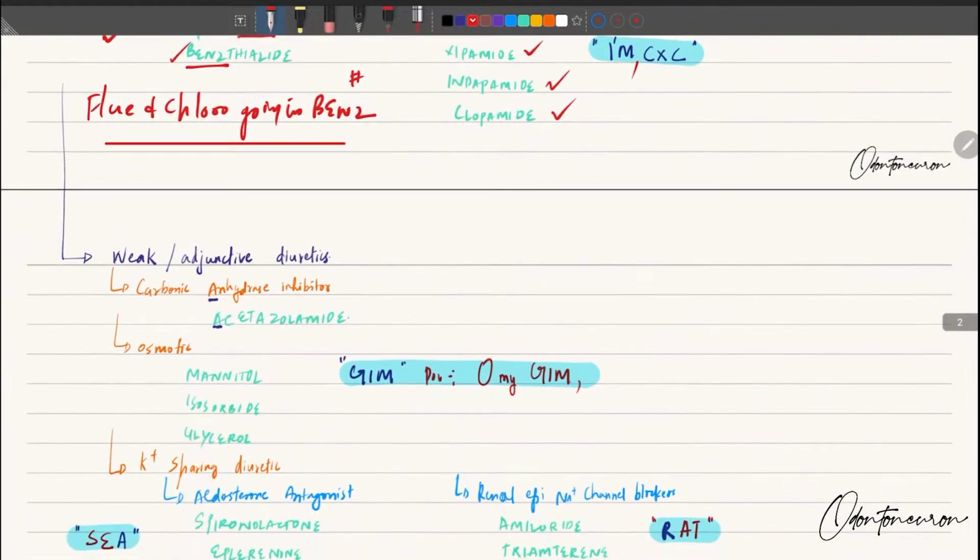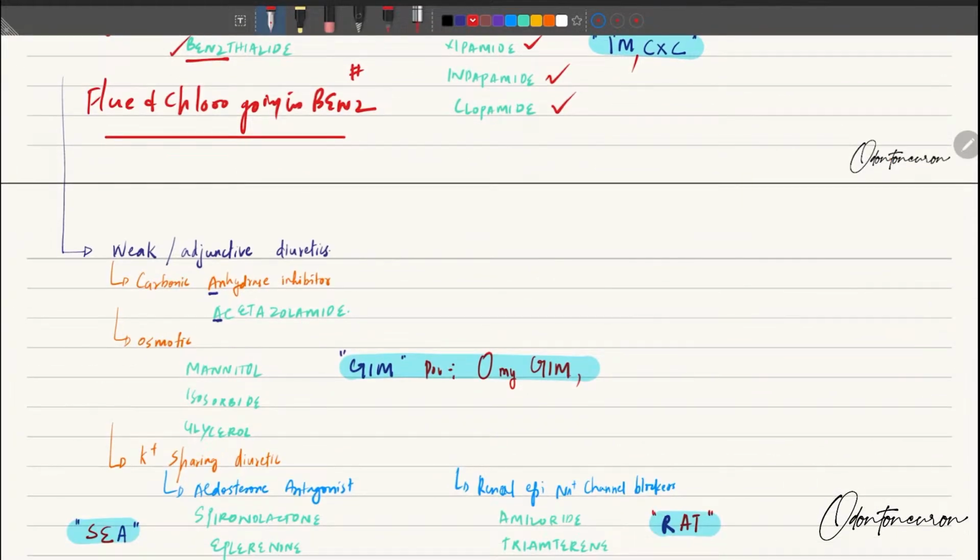Actually, once I started learning this pharmacology, I got a touch of these so-called tongue twisters. I'm able to do many tongue twisters now because of this.